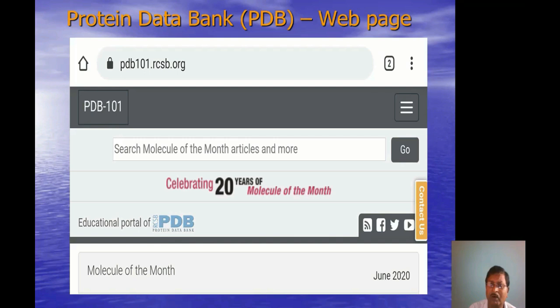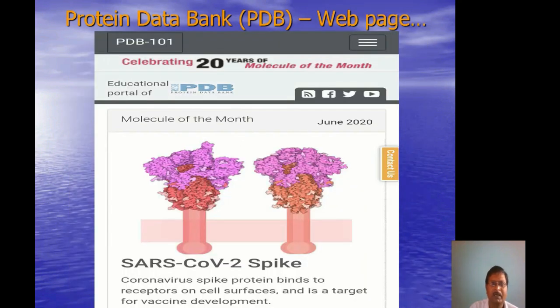And this is the main home page, the web page of PDB, Protein Data Bank. Anyone who wants to open it can go to Google and open the home page and see the recent home page of the PDB. And this is actually the home page of PDB two years back, June 2020. At the time, SARS coronavirus was very popular, so they had taken the molecule of the month, the SARS-CoV-2 spike protein. It is the spike protein of the coronavirus. This spike protein binds to receptors on the cell surfaces of our body, and it is a target for vaccine development. In 2020, at that time there was no vaccine. Now it has been developed.